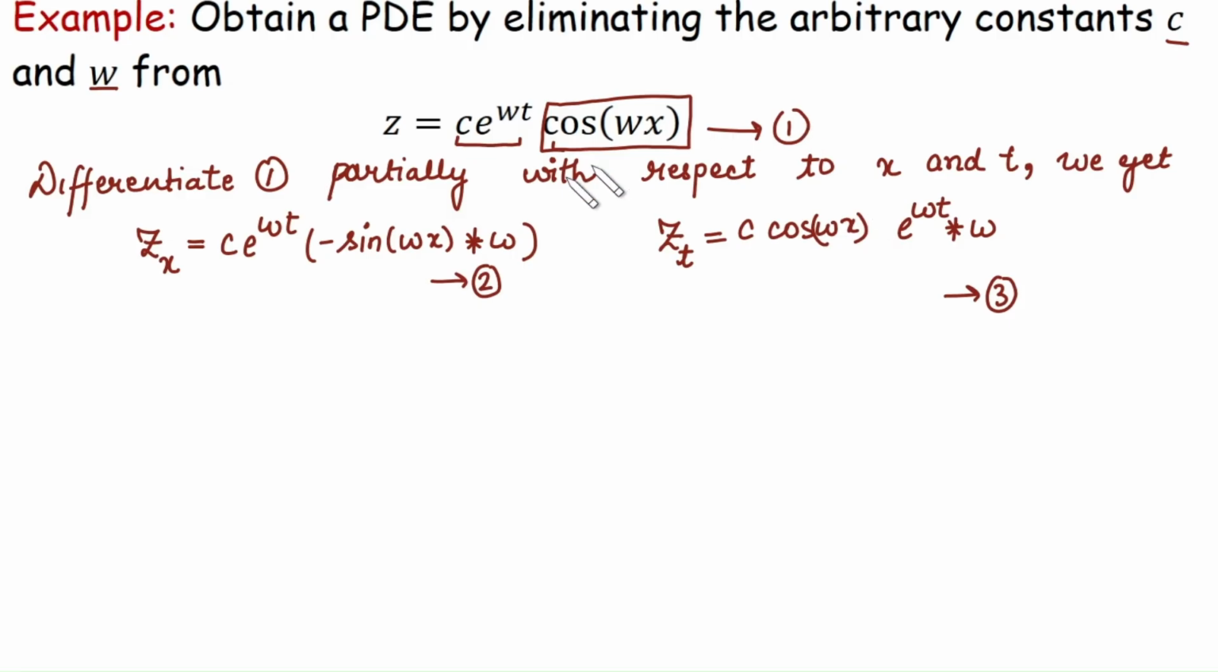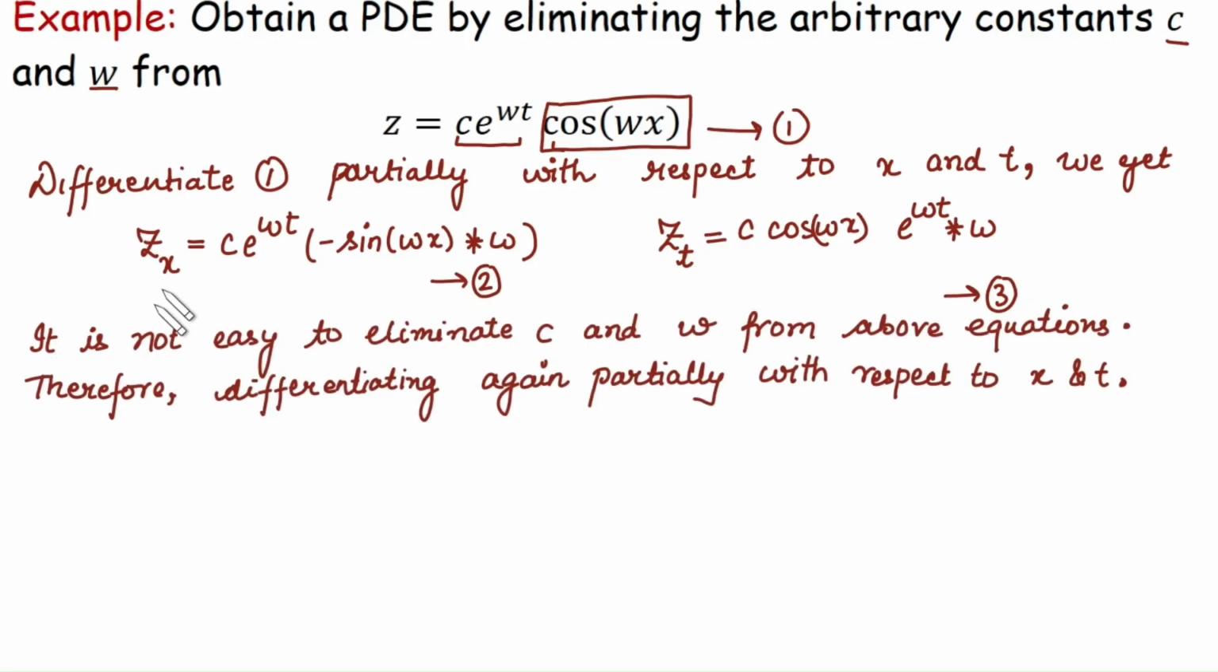Now think, we have three equations. With the help of these equations, can we eliminate these two constants, that is c and w? Here we are getting a sine, here we are getting a cos. It means we cannot equate them. Even if we equate the first and third equation, we can eliminate c, but here we are getting an extra term, that is w. It means it is not easy to eliminate c and w from these equations. Therefore, we differentiate again with respect to x and t.